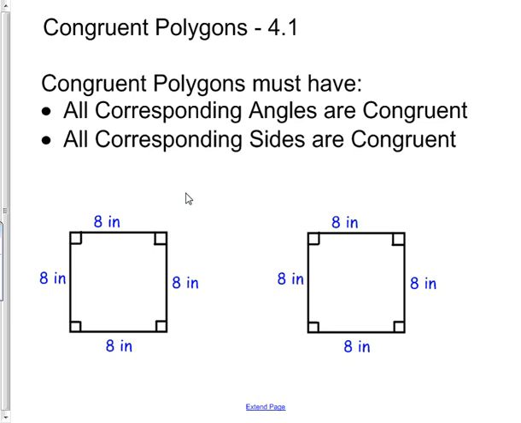Today we're going to look at congruent figures, in particular congruent polygons. Congruent polygons must have all corresponding angles congruent and all corresponding sides congruent. So this is an example of two congruent figures. All the angles on this shape have to match up with one of the angles on this shape. Same with the sides, and they have to be in the right order. So these are congruent figures, but let's look at a couple more examples.